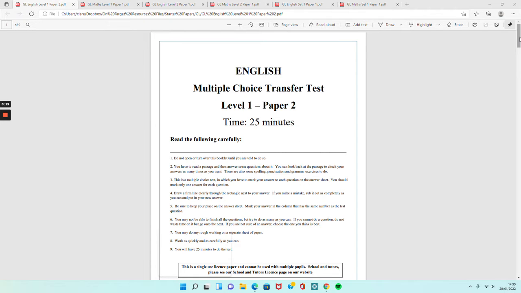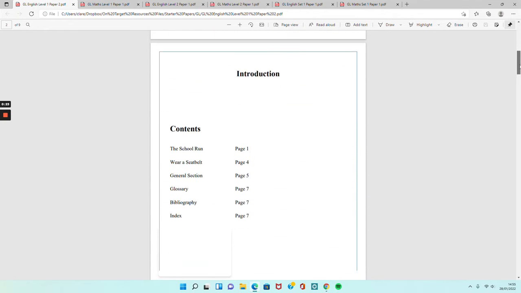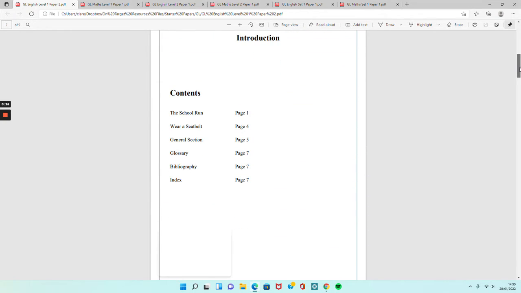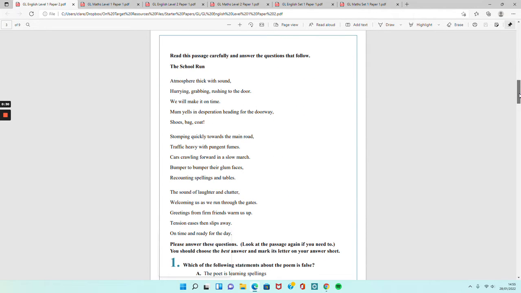So level 1 English is a 25-minute paper and there's 25 questions. Starts off with an introduction page, just as they will see in the real papers, and then we're straight into our first comprehension passage, which in this case is a poem.